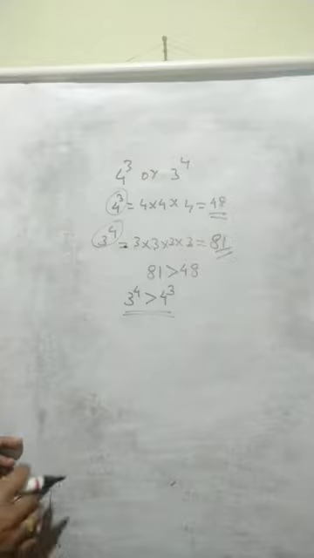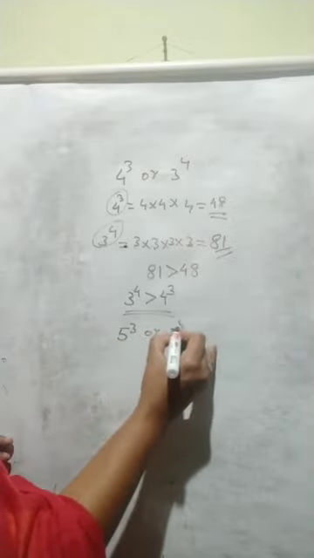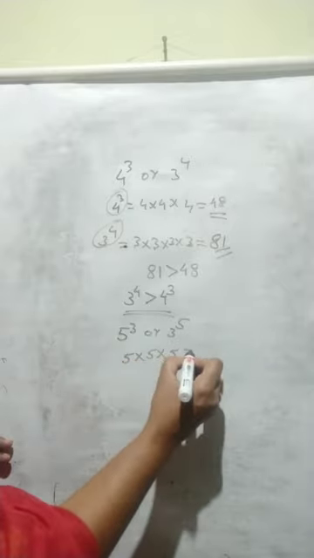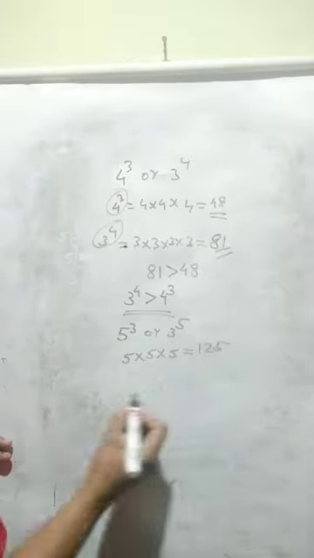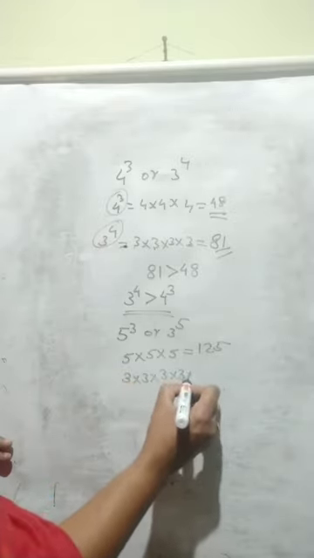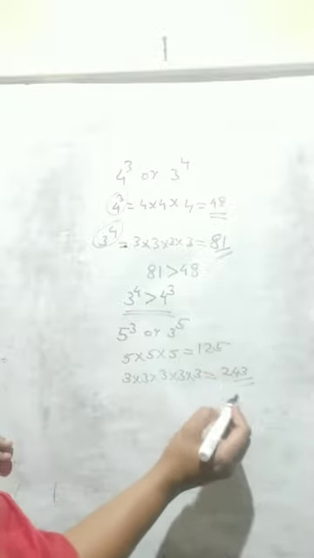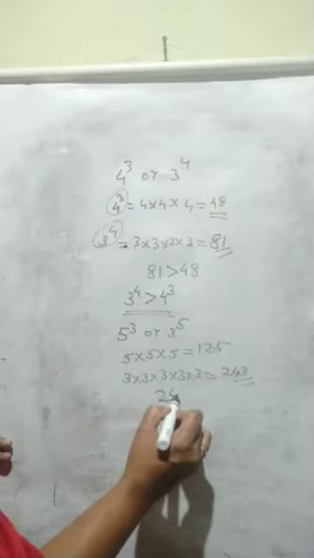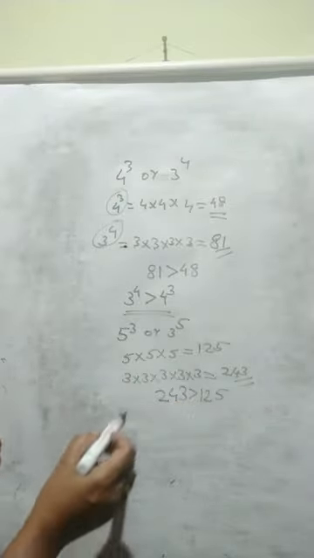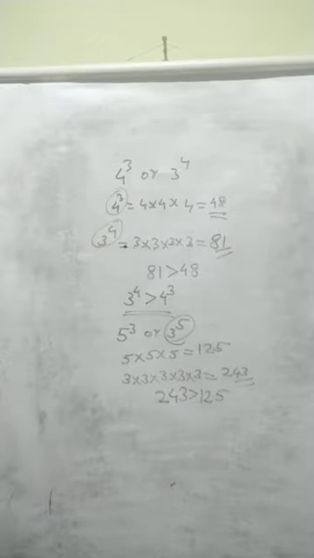Okay. Then 5 raised to 3 or 3 raised to 5. Here 5 raised to 3. 5 times 5 times 5. That is equal to 125. Then 3 times 3 times 3 times 3. Again 3. That is equal to 243. Here 243 is greater than 125. So here 3 raised to 5 is greater than 5 raised to 3.